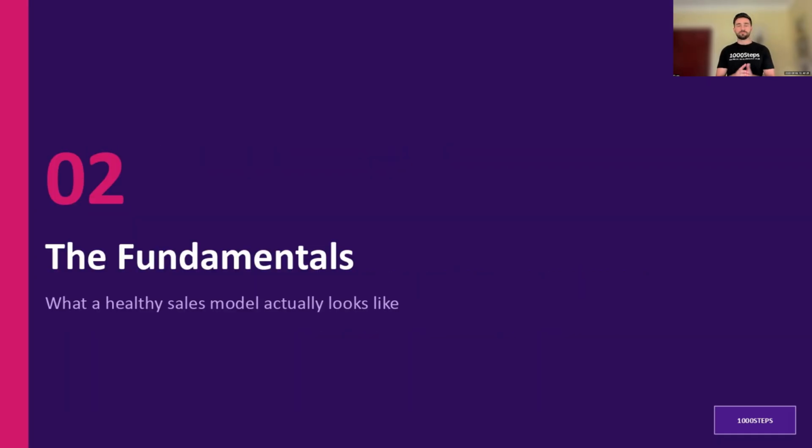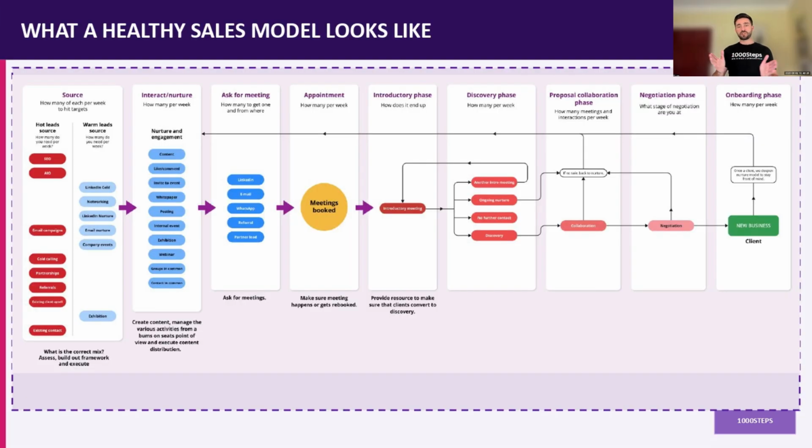Healthy sales model. What does a healthy sales model look like? Imagine our sales process or our funnel. It starts with the traditional sales funnel, starts with the opportunities at the beginning. Those opportunities come from some sort of source, right? Our lead source or our channel.